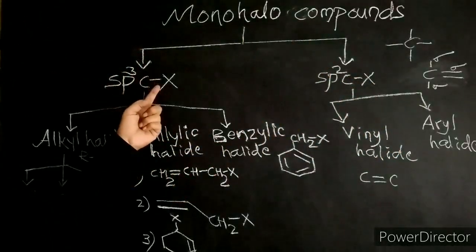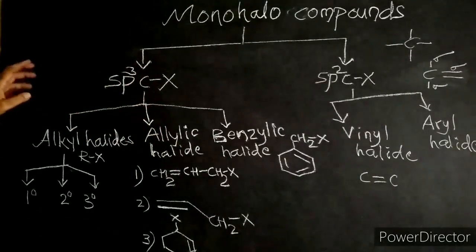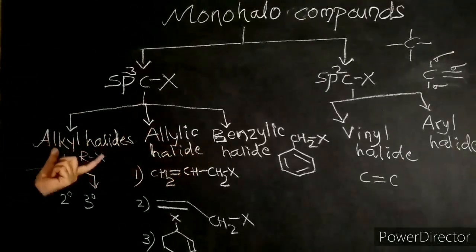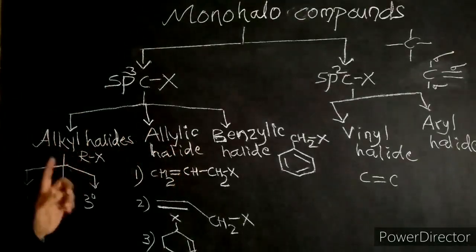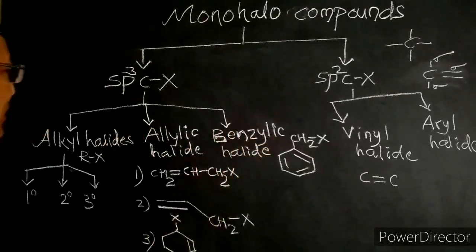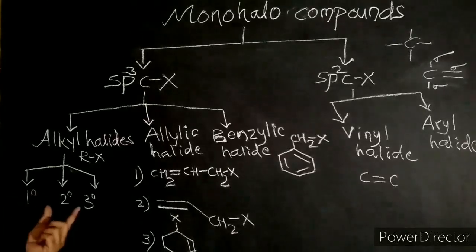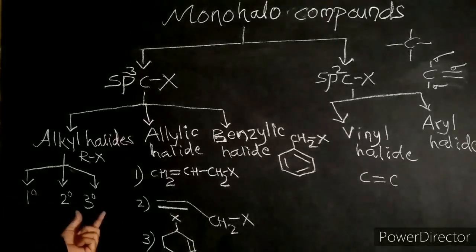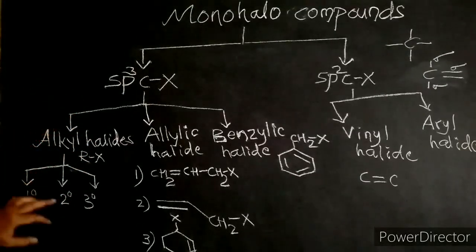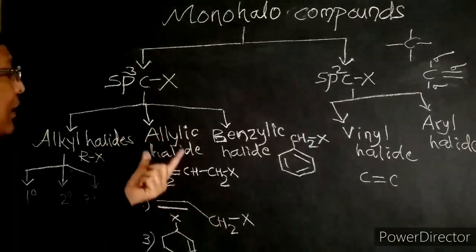If the halogen atom is attached to an sp3 hybridized carbon atom, then it is classified into 3 subgroups: alkyl halides, represented by RX, allylic halides and benzylic halides. Alkyl halides are further classified into primary, secondary and tertiary alkyl halides. I am going to discuss the classification of alkyl halides in detail after some time. Now, let us see allylic halides.